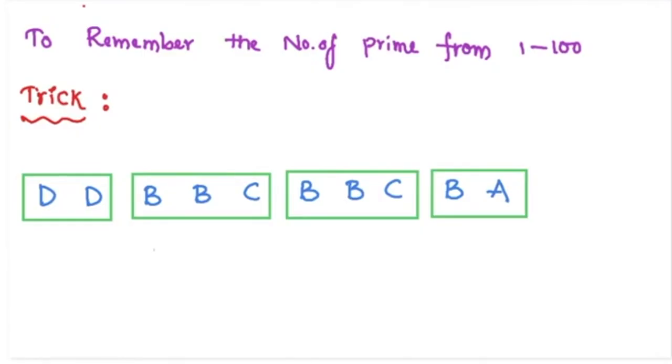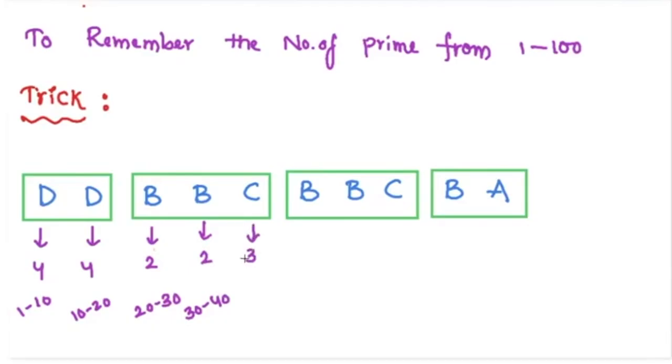If you remember this trick, you can easily find out the number of prime numbers from 1 to 100. So how can we figure it out? Because we already know this, D indicates 4, so there are 4 prime numbers from 1 to 10, and 4 prime numbers from 10 to 20. B indicates 2, that means there are 2 prime numbers from 20 to 30, and B indicates 2 again, there are 2 prime numbers from 30 to 40. Again C indicates 3, so there are 3 prime numbers from 40 to 50.